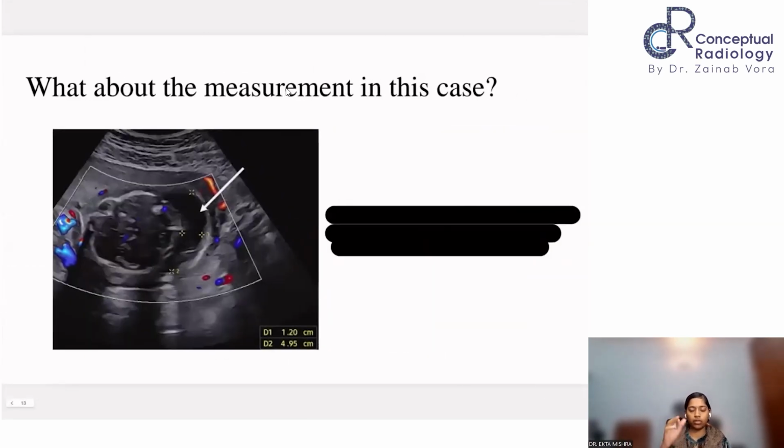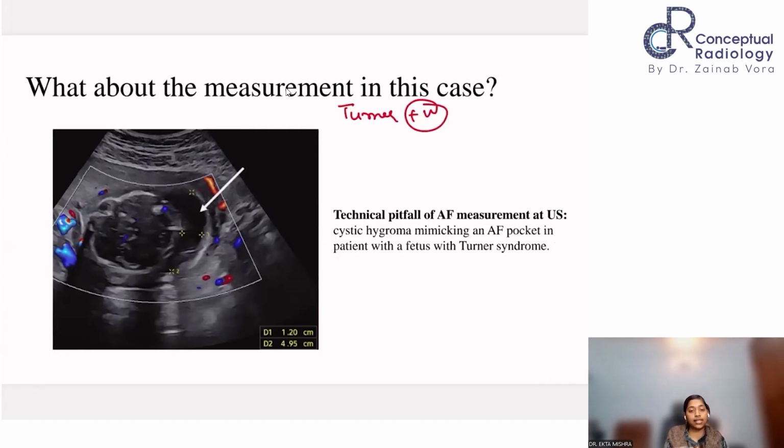Okay, what about this case? They have turned on the color. No color is there. But do you see some septations? What if I give you a hint? This is a Turner positive fetus. Which area is being measured here? It is not amniotic fluid. Yes, they have measured the cystic hygroma, the nuchal edema, instead of amniotic fluid.